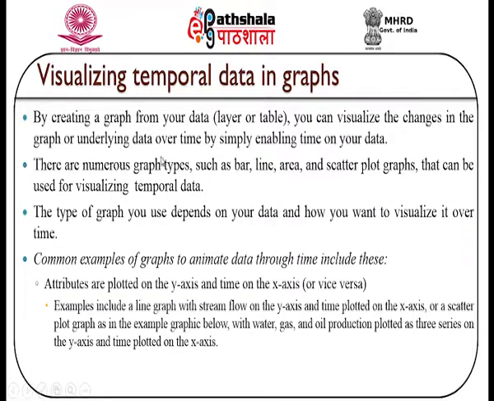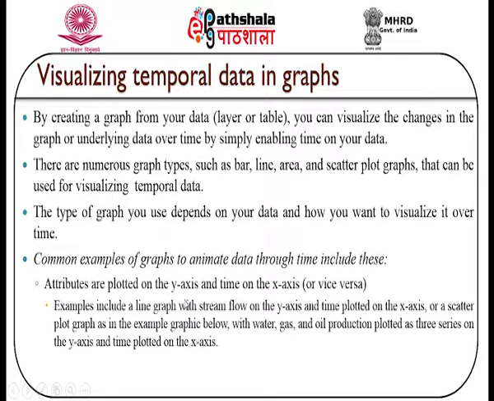There are numerous graph types such as bar, line, area and scatter plot graphs that can be used for visualizing the temporal data as such. The type of graph that we use depends on the data and how you want to visualize it over time. Common examples of graphs to animate data through time include some of these. Attributes are plotted on the y-axis and time on the x-axis or vice versa.